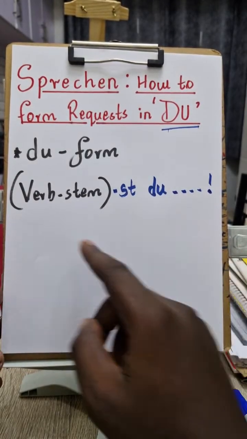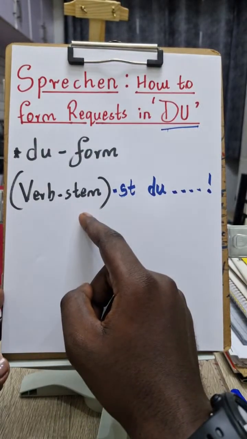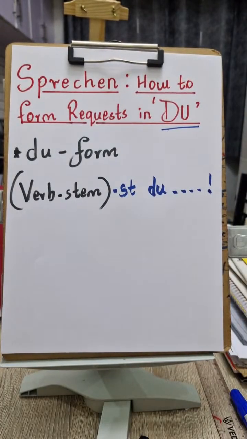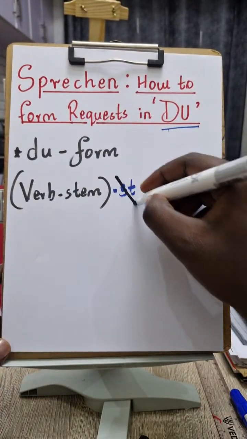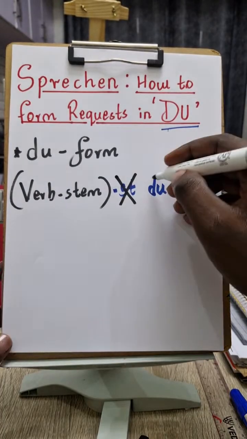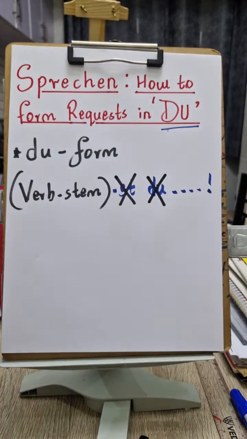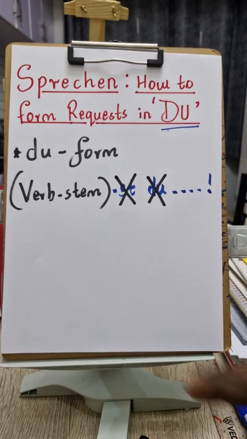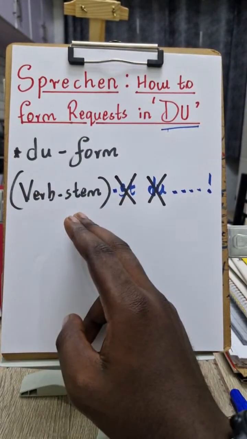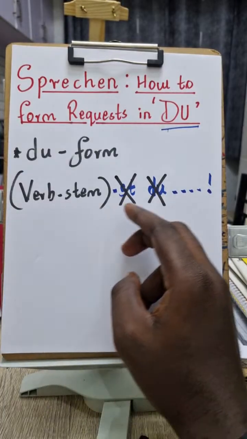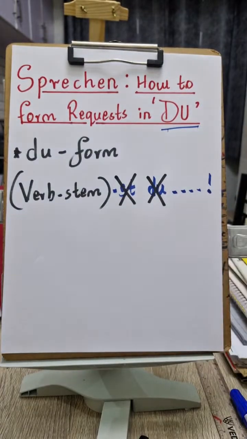If I'm to form my request, I begin with my verb stem, right? And then there's the st and then there's the du. Now, for it to be a request, you are supposed to cancel out that ending st that normally comes in du. You also cancel out the du form, that pronoun. It won't be included. So it means for my request in the du form, I only have my verb stem. All right? You only have your verb stem, and anything else is removed.